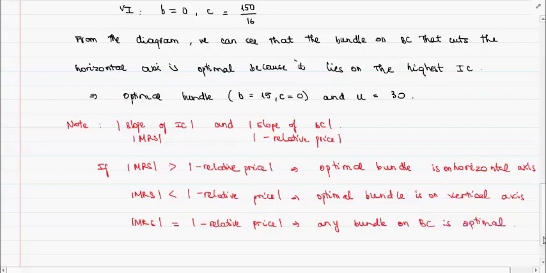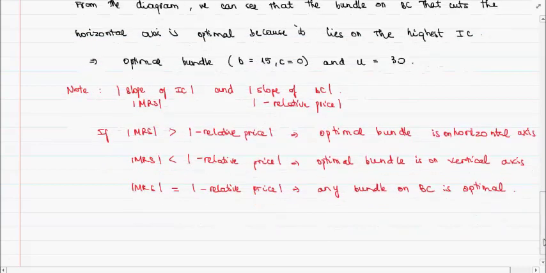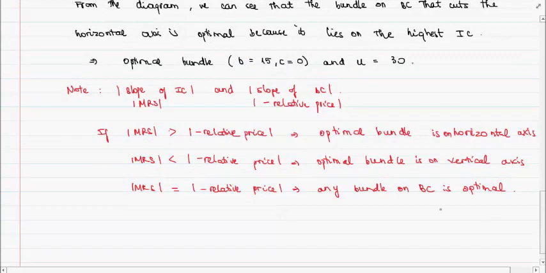Alright, so these are very good rules for you to follow to find an optimal bundle in the perfect substitutes case. Now we're going to go back to our example and see whether it applies.